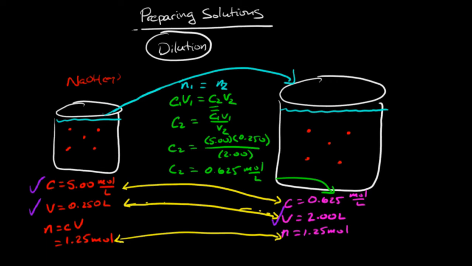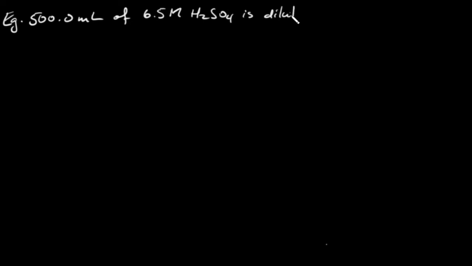We can kind of take this question up a notch though and make it a little bit more difficult. So say you were asked a question along the lines of, let's say you had 500.0 milliliters of 6.5 molar sulfuric acid, which is H2SO4, and that is diluted down to 1.5 moles per liter.